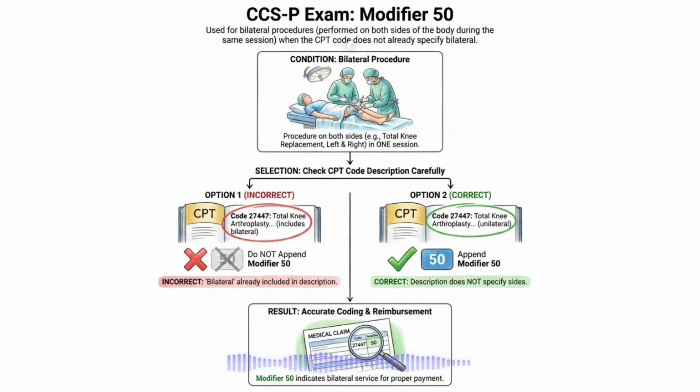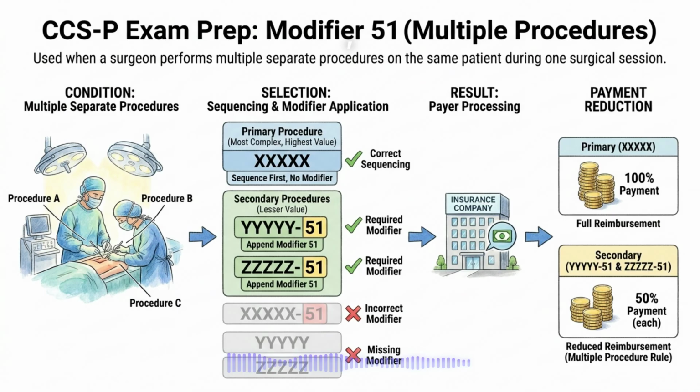However, you must read the CPT code description very carefully before appending Modifier 50. If the official code description already includes the word bilateral, or specifies one or both sides, you must never use Modifier 50, because the bilateral nature is already built into the base code.